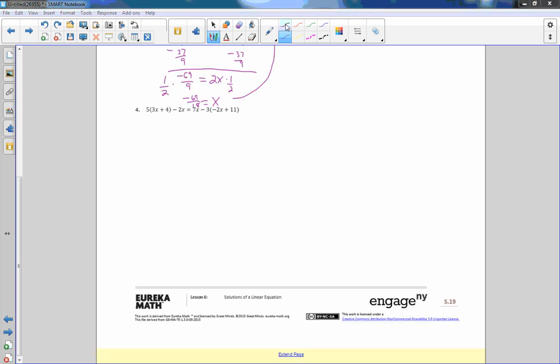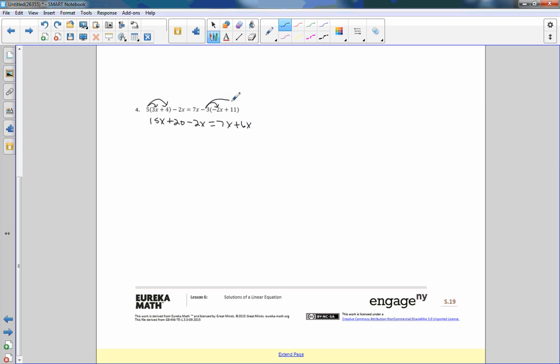Okay, here we go. Number 4. Again, we're going to begin by distributing. Let me just erase this out of the way so we're not distracted. Okay, so we're going to distribute. 5 times 3x, 15x. 5 times 4, positive 20. Minus 2x was not in the parentheses, just bring it down. Equals, 7x is not in the parentheses, minus, and then actually it's going to be negative 3 times a negative 2, which is a positive 6x, and a negative 3 times 11 is a negative 33.